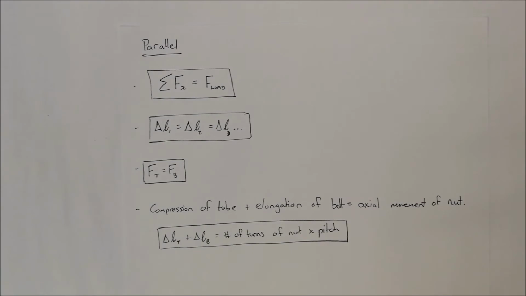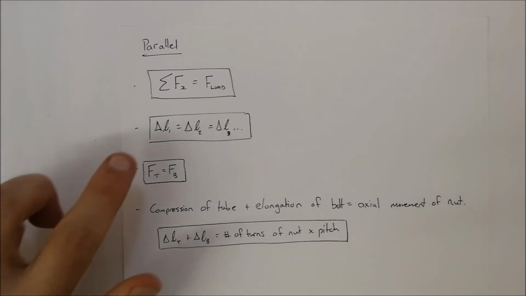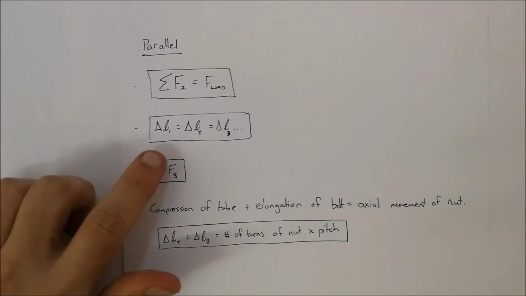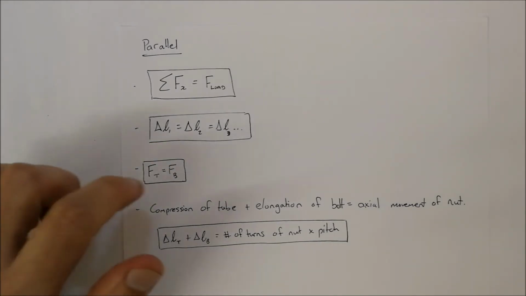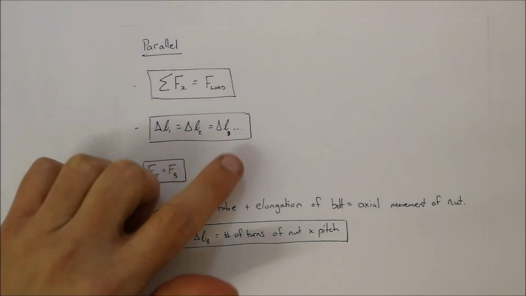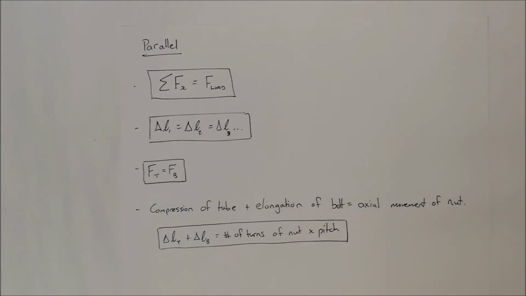Firstly, the sum of the forces is equal to the load force. So the force acting on the bolt and the force acting on the copper tube, add them together and you'll have a total force of the load that's on it. Also keep in mind that the change in length of the one material is equal to the change in length of the other material, which is equal to the change in length of the third material.